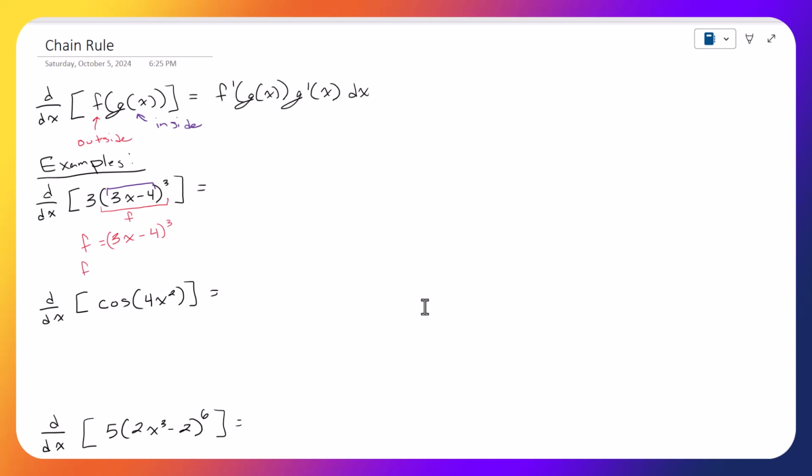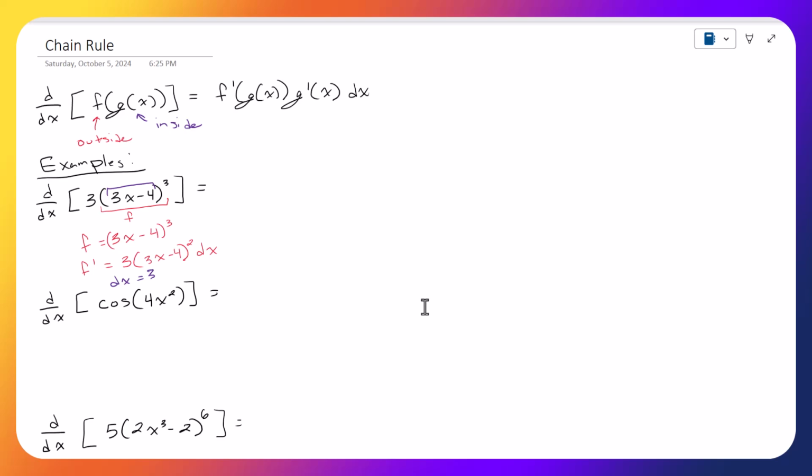F prime would just be 3 times 3x minus 4 squared dx. And in this case, our dx is not 1. Our dx, the derivative, this is where I'll start using purple. Dx is going to be 3, because the derivative of 3x minus 4 is 3.